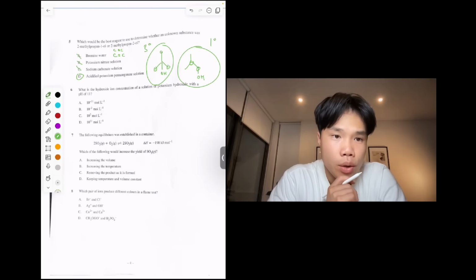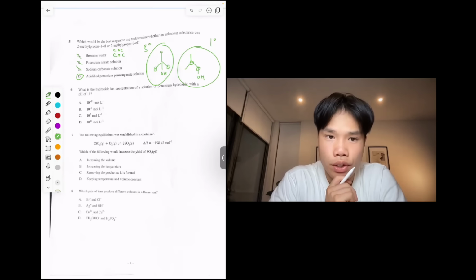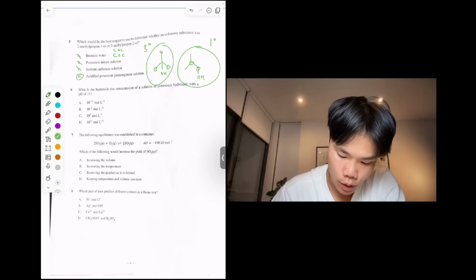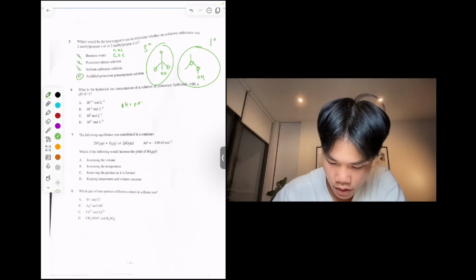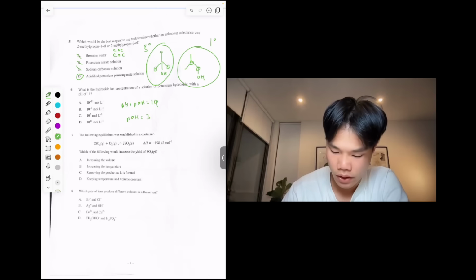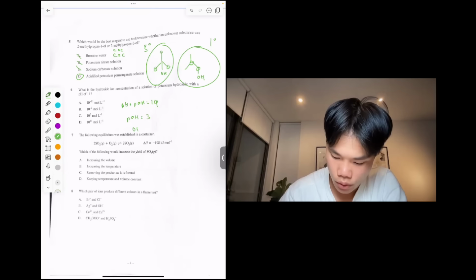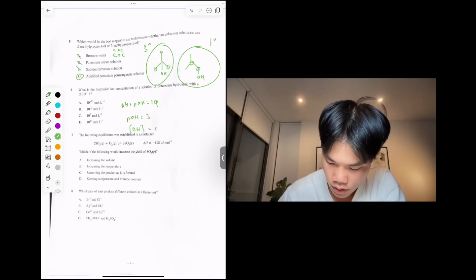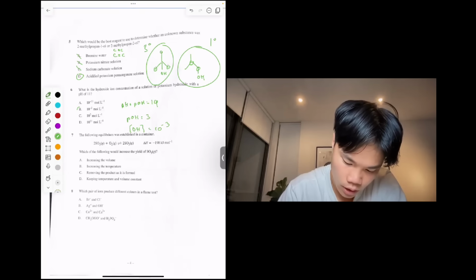Question 6. What is the hydroxide concentration of a solution of potassium hydroxide with a pH of 11? As we know, pH plus pOH is equal to 14. pOH is therefore equal to 3 in this case, if you do 14 minus 11. And that correlates with a hydroxide concentration of 10 to the negative 3. And that correlates with option B.